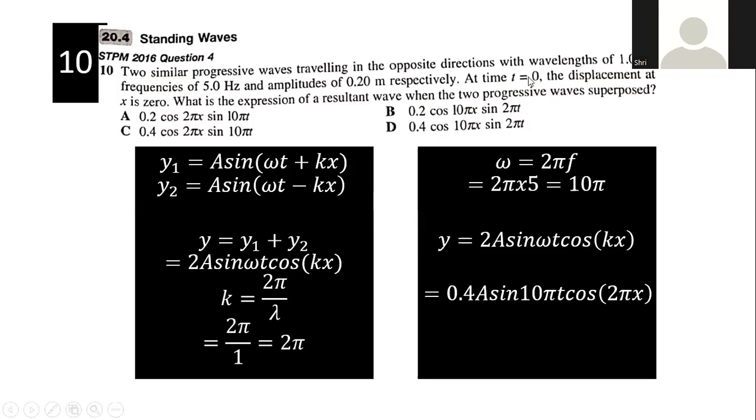Amplitude is... how come the amplitude is not given? Oh, 0.2 times 2 is 0.4. And then omega is 10 pi. That's what we do. K, here's your K, 2 pi x. So the answer is C, okay. Any comment?